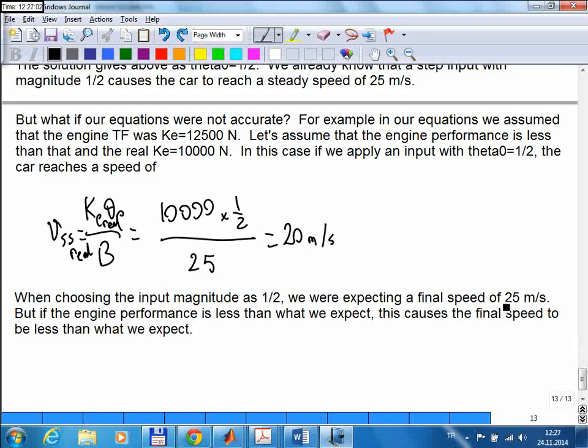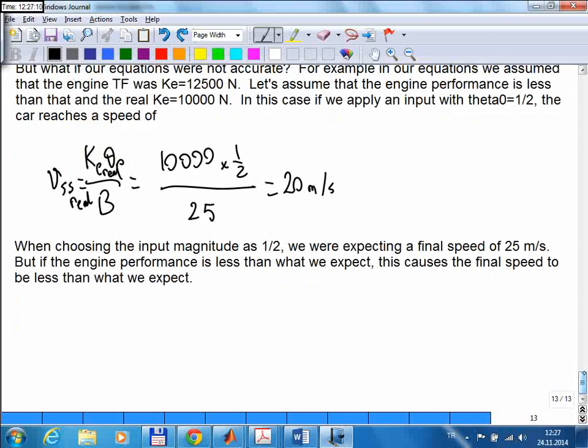So if we want to reach a certain performance, a certain output, then we want to be able to reach that final performance even if there are some problems in the system, even if there are some such minor problems in the system.